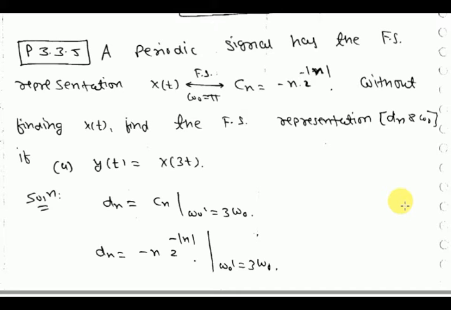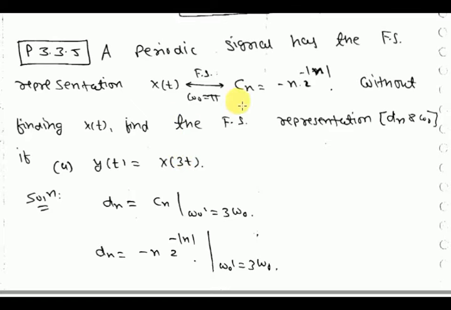So let's start with a problem on Fourier series. A periodic signal has the Fourier series representation Cn equal to minus n to the power minus mod n. Without finding x of t, find the Fourier series representation dn and omega naught of y of t. Here y of t is given in terms of x of t, that is, y of t equals x of 3t. We have to find y of t's Fourier series coefficients without finding x of t.